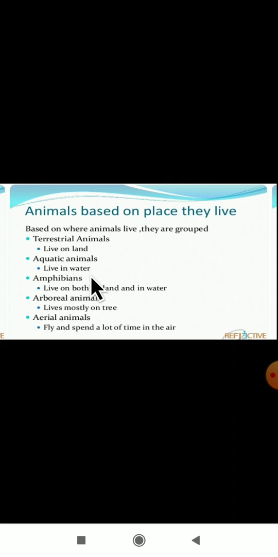The next one is amphibians. The animals which live on both land and in water.